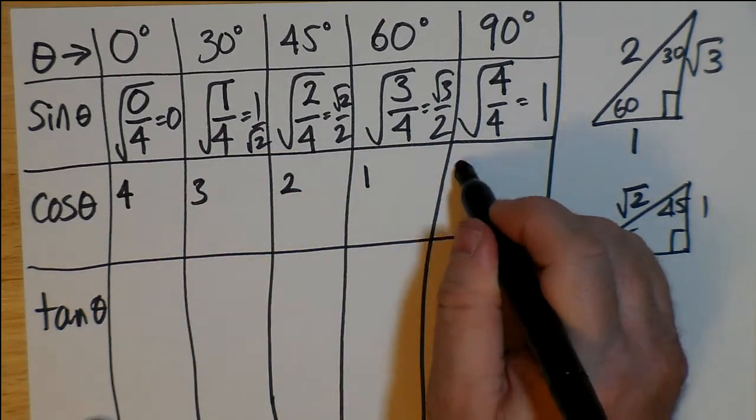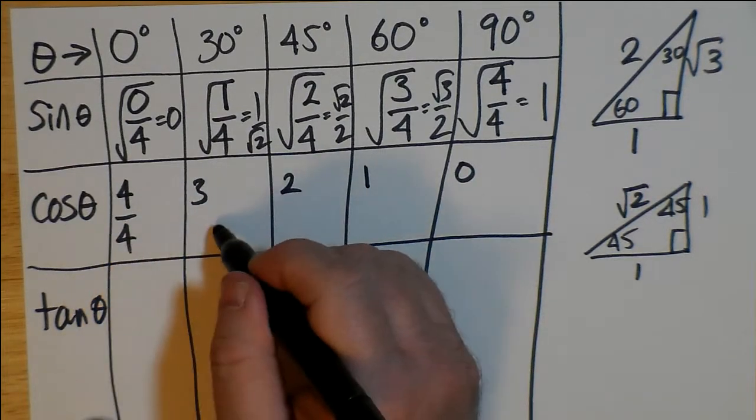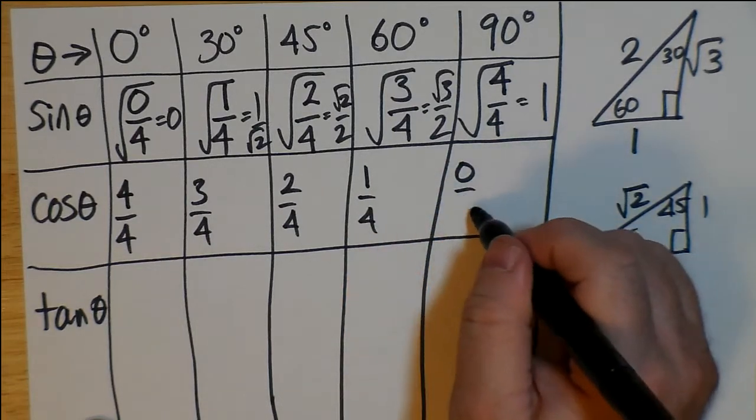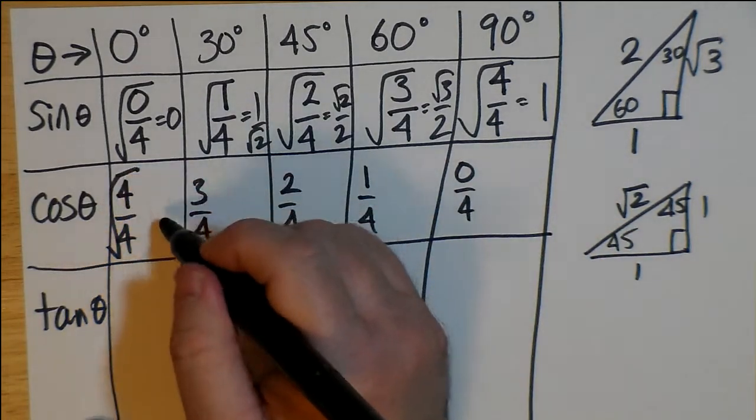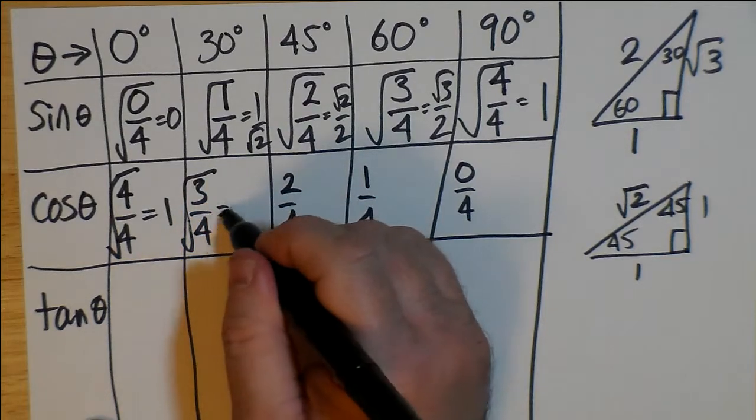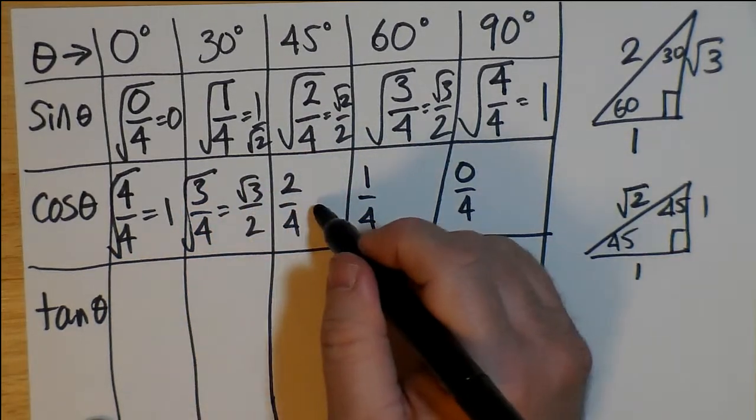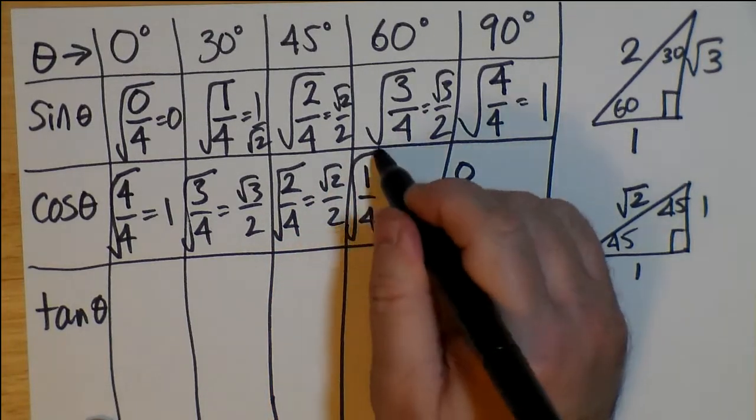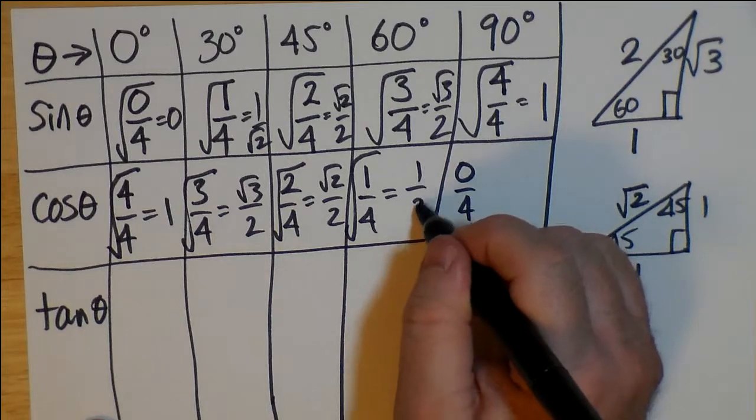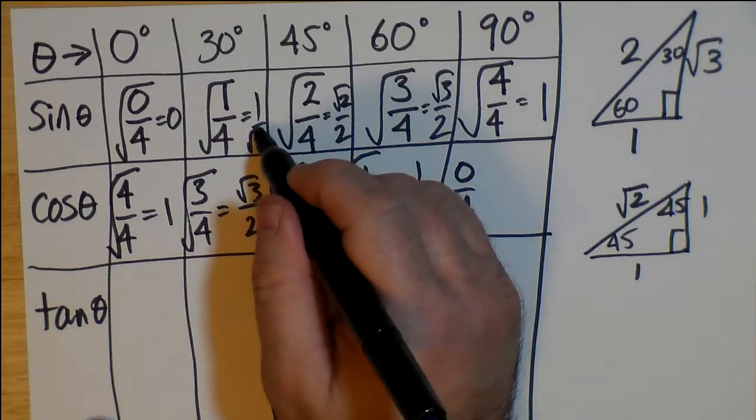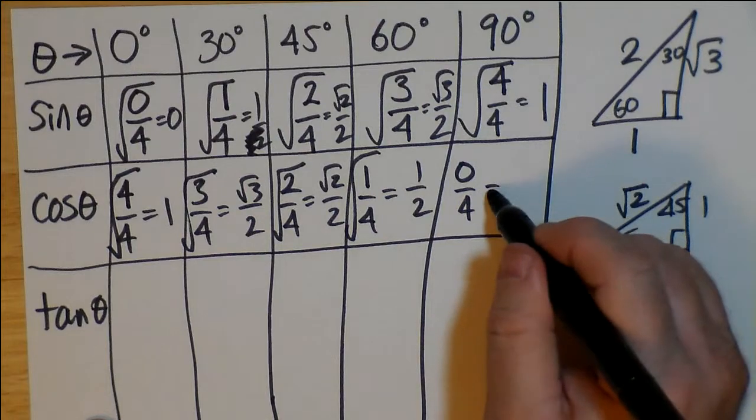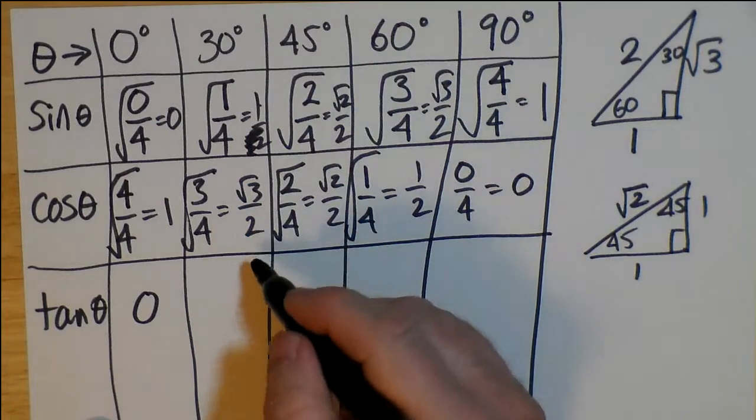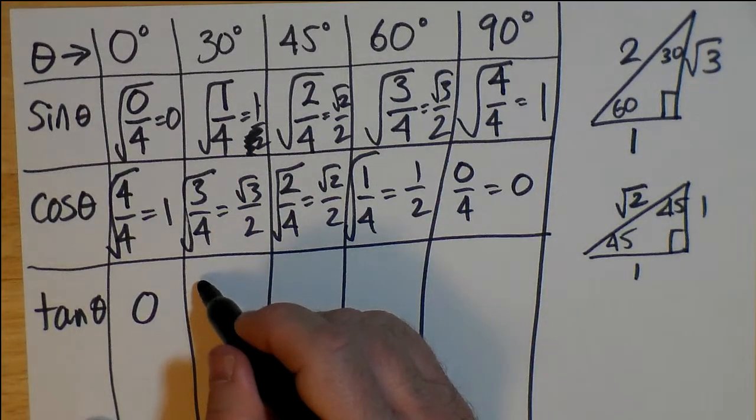For cosine theta, we can write the numbers in reverse. 4, 3, 2, 1, 0. Divide everything by 4, just like we did before. And then take the square root of everything. And that gets us 1. That gets us root 3 over 2. That gets us root 2 over 2. This gets us 1/2, the cosine of 60, and the cosine of 90 ought to be 0. There, I caught my error for the sine of 30 degrees. Now 0 over 4, I forgot to put a square root over it, but it doesn't matter since 0 over 4 is 0 anyway.